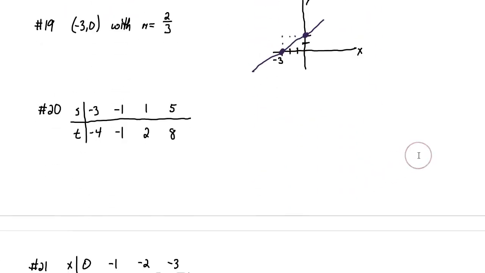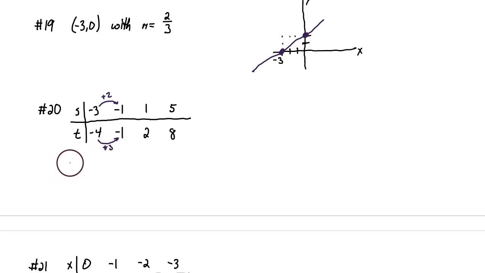Number 20, we are given 4 ordered pairs in a chart, and we're asked if these line up in a straight line. We can find this out without graphing them. We need to see if the rate of change from point to point is constant. So let's find the changes in each variable. Start with the letter S. From -3 to -1, that has increased 2 units. Now the letter T. From -4 to -1, that has increased 3 units.